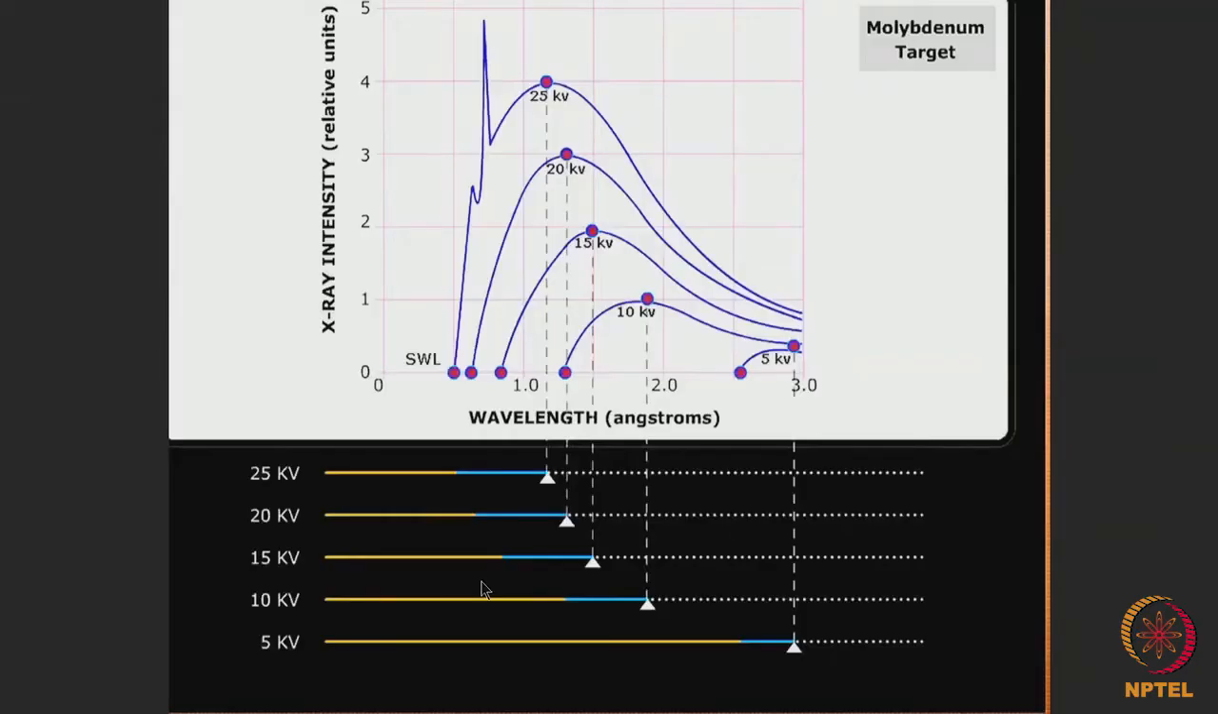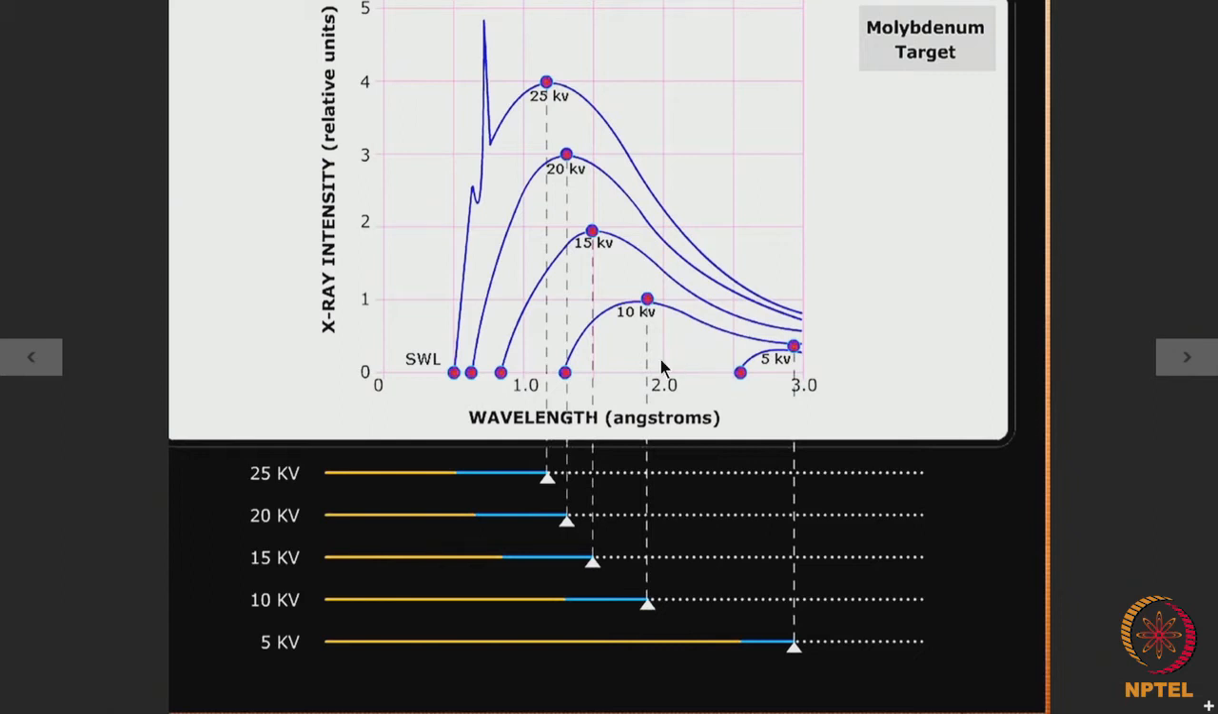When we study the intensity versus wavelength plots at different potentials across the anode and the cathode, we realize two things. One is, at any particular voltage used, there is a minimum wavelength radiation that is obtained. For example, when the potential is 5 kilovolt, we find that this is the minimum value of the wavelength that we get in the white radiation.